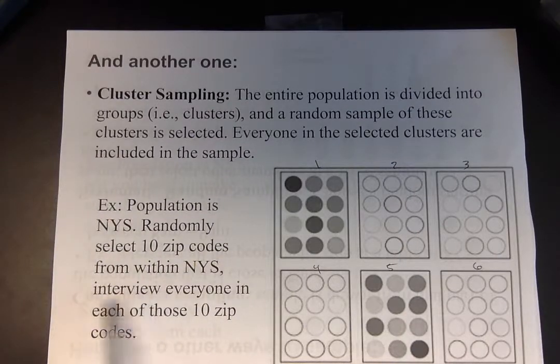So the example that I wrote on here is if the population is New York State, we'd like information about all of New York State, but that's too hard to do. So let's randomly choose 10 zip codes from within New York State. And we'll go to those zip codes and we'll interview everyone in each one of those 10 zip codes. That would be cluster sampling.